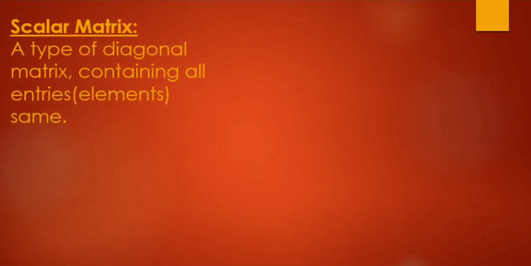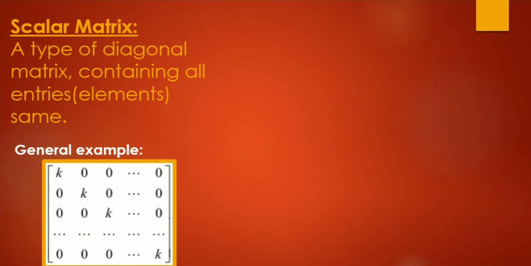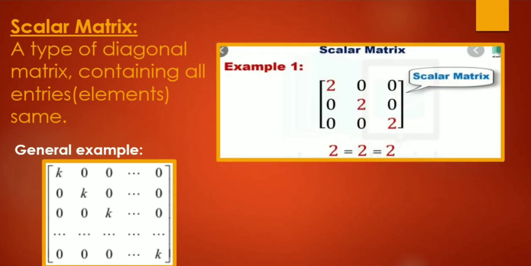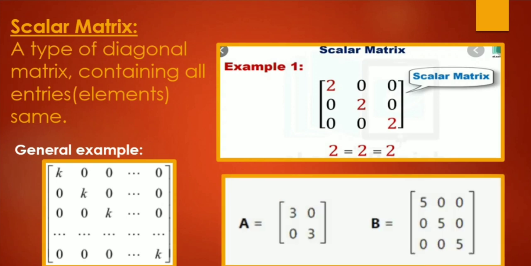Students, there is a special case of diagonal matrix which is known as scalar matrix. It's a diagonal matrix in which all the diagonal entries are the same. You can see the general example. I've quoted a general example over here, and in that the diagonal entries are k, k, k, representing the same element. See the first example. Here again we have a scalar matrix and the equal entry in the diagonal is 2. Similarly, A and B are two scalar matrices with the same diagonal entries. One is with 3 and the second one is with 5, 5, 5 on the diagonal.